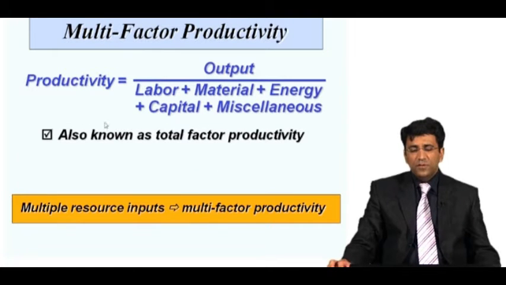So as you can see, students, there can be different sorts of inputs like labor, material, energy, capital, miscellaneous, time. So all these are the different inputs. If we use more than one factor as input, and sometimes all the factors available as input in order to calculate productivity, then that will be termed a multi-factor productivity model. And if we use all the factors available as input for the calculation of productivity, then that may be termed the total factor productivity model. So this is the difference between single factor productivity model and multi-factor productivity model.